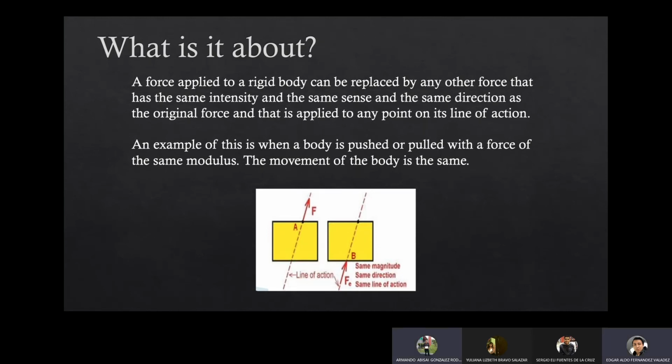Okay, thanks, Armando. We can see here in the image that the line of action is at point A, right? And the line of action at point B is the same as at point A, and that is what the principle talks about, because if the line of action has the same magnitude, the same direction, and the same line of action, the effect is going to be the same at point A and at point B. It is the same.